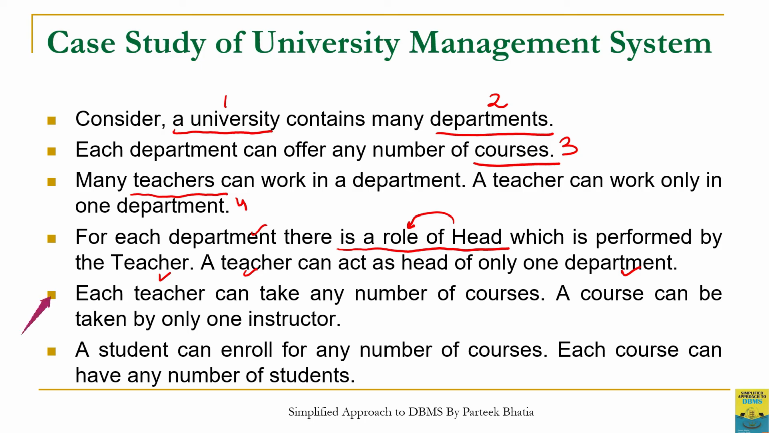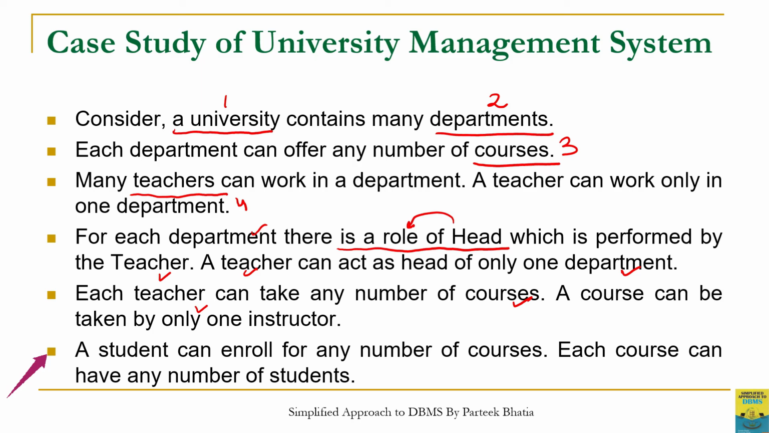A teacher can take any number of courses. So here we have teacher, which is already underlined, and courses. A course can be taken by only one instructor. Instructor actually refers to teacher here. These are synonyms, so don't underline instructor because we have already selected teacher.